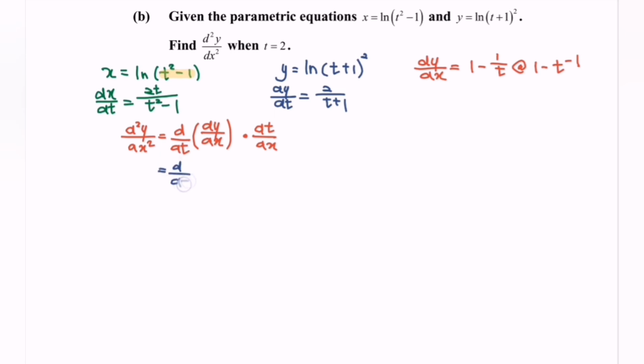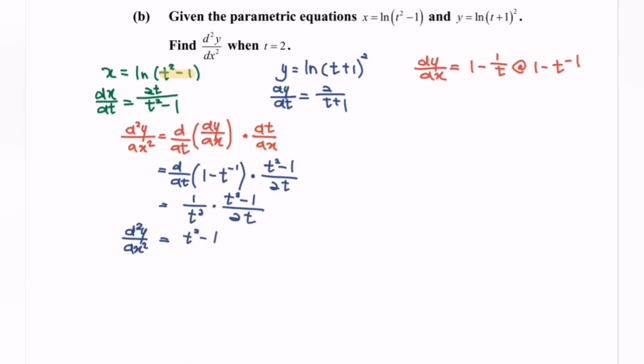Differentiate dy/dx, where we have 1 - t^(-1), with respect to t, and then multiply with dt/dx, where we have (t² - 1) over 2t. So differentiate the situation and we will obtain 1 over t², multiplied with (t² - 1) over 2t. Simplify the situation. So the second derivative will be equal to (t² - 1) over 2t³.